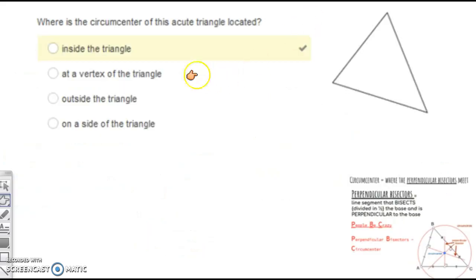Let's look at the first type quiz question. Where is the circumcenter of this acute triangle located? Well, y'all, the circumcenter in an acute triangle is always going to be inside the triangle. And you can refer back to your foldable note for that one.